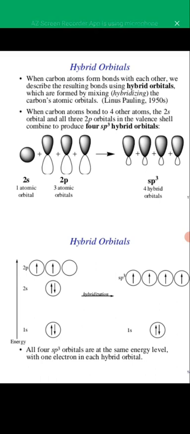Now hybrid orbitals, look at this again. The last statement says all 4 sp3 orbitals are at the same energy level with 1 electron in each orbital. That means the hybrid orbitals formed are all at the same energy level with 1 electron in each hybrid orbital. Look at it now. You have 2s1. Is that not 1 electron? 2p1 in the x direction, one electron. 2p1 in the y direction, 1 electron. 2p1 in the z direction, 1 electron. Can you see? They are all at the same energy level with 1 electron in each hybrid orbital.